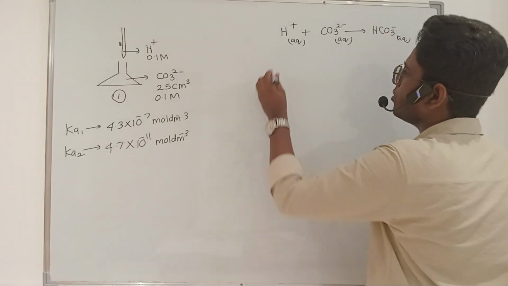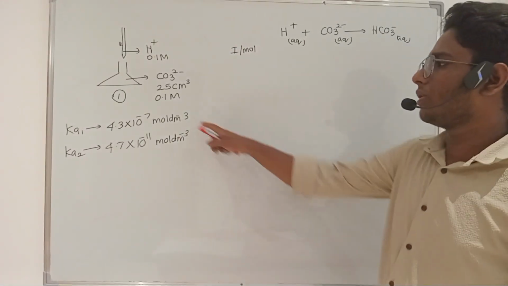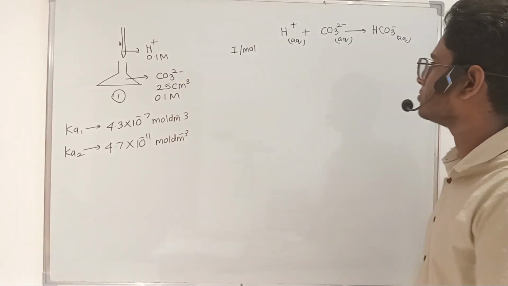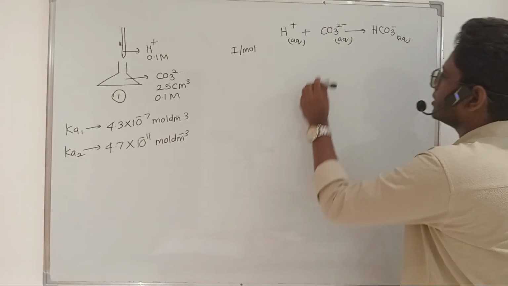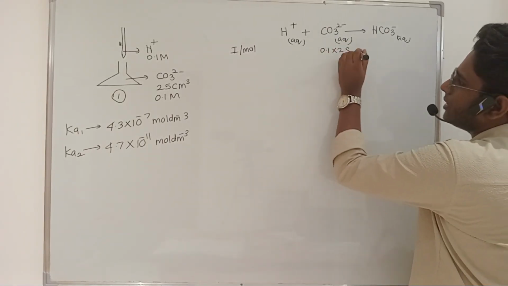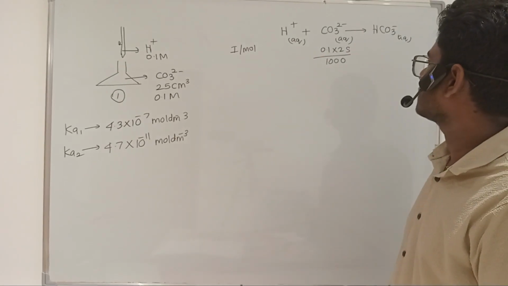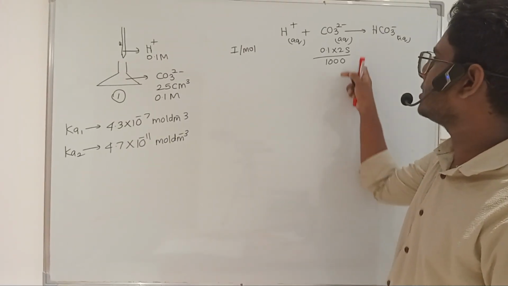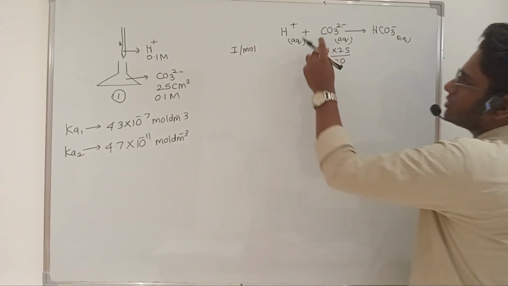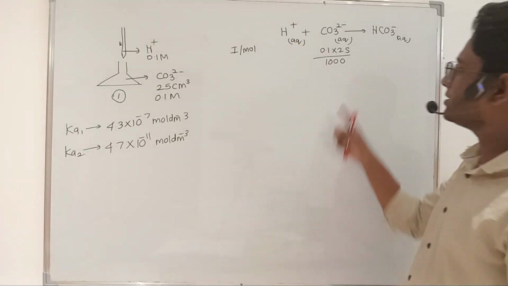So what is the initial moles of carbonate that is present? You all know the concentration, you all know the volume, so you can multiply C into V, then you will get the moles. So the initial moles of carbonate is 0.1 into 25. To convert cm³ into dm³, I'll be dividing it by 1000. Now this much carbonate is initially present. To react with the carbonate, the ratio is 1 to 1. What is the moles of H⁺ you need? You need the same moles of H⁺.